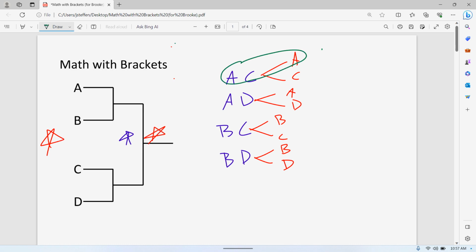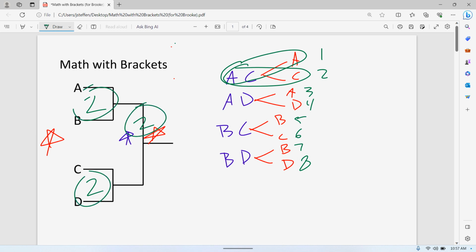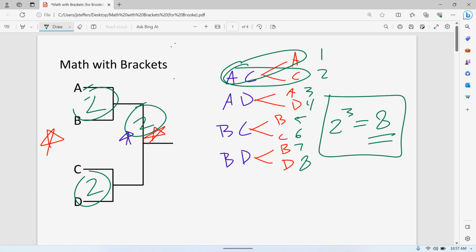ACA is an option, so that's 1. ACC is an option, so that's 2. So we have 3, 4, 5, 6, 7, and 8, which is really interesting because this has 2 outcomes, this one has 2 outcomes, and this one has 2 outcomes. So there are 1, 2, 3 different places with 2 outcomes. So 2 raised to the third is indeed 8. So that is the key that we're going to use to find out the number of possibilities in some of these bigger ones.